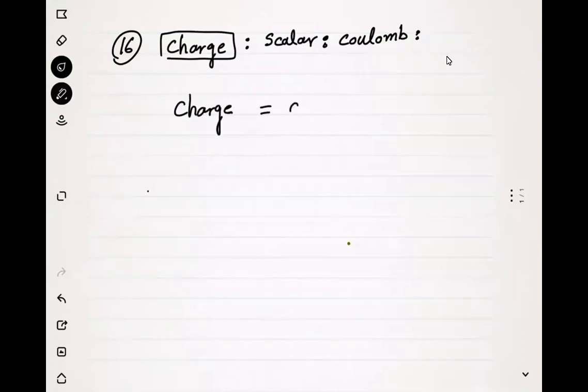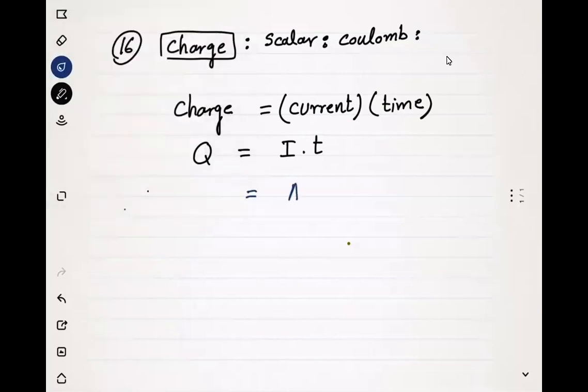Charge is equal to current into time. So Q is equal to I into T, and the units would be, for I we have ampere and for time we have second. So it would be ampere second. So the base unit of charge is ampere second.